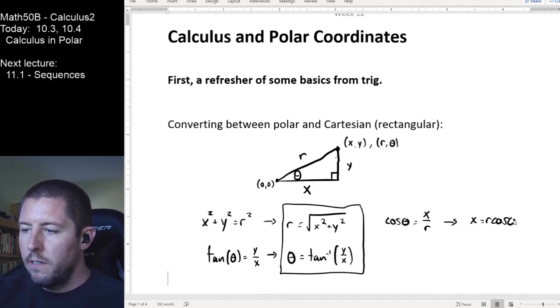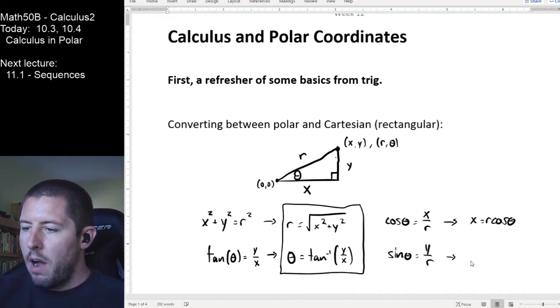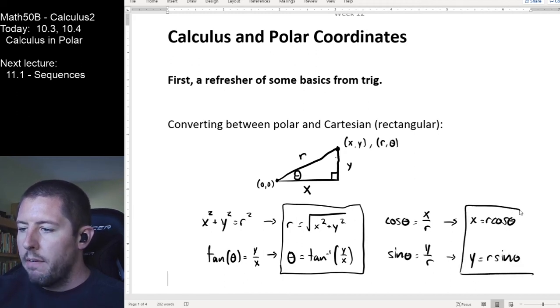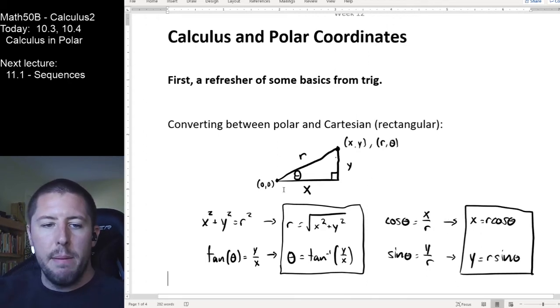And similarly here, if we made a sine statement here, the sine of theta is opposite over hypotenuse. That's y over r. And I can multiply both sides by r to get y equals r sine theta. So these are the four equations that are used to convert back and forth between polar and rectangular. Those are things that you should absolutely have memorized.